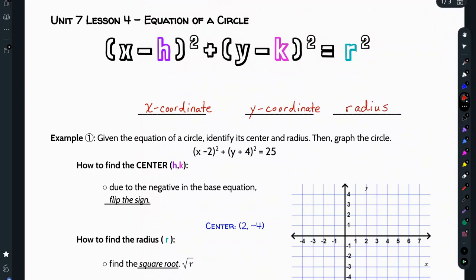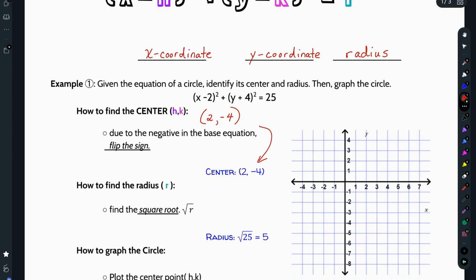So we have an example here. Given the equation of a circle, identify its center and its radius. Now notice that we have a minus in our general equation. So whatever we're pulling out, we're going to be doing the opposite to get our center. In this example, we have minus 2 here, so it's going to be 2. We have positive 4 here, so it's going to be minus 4. The center is (2, -4), and we're going to go ahead and plot that.